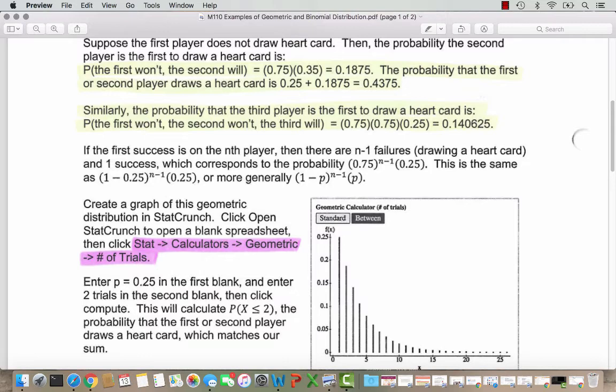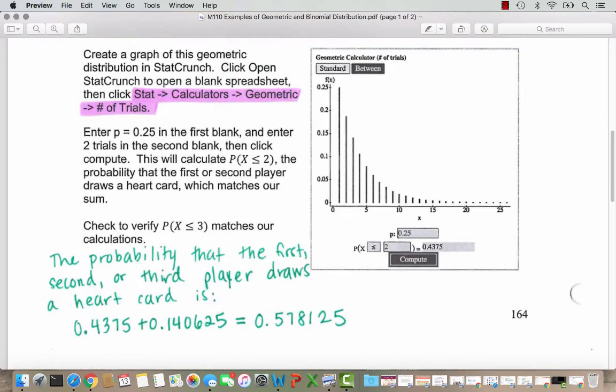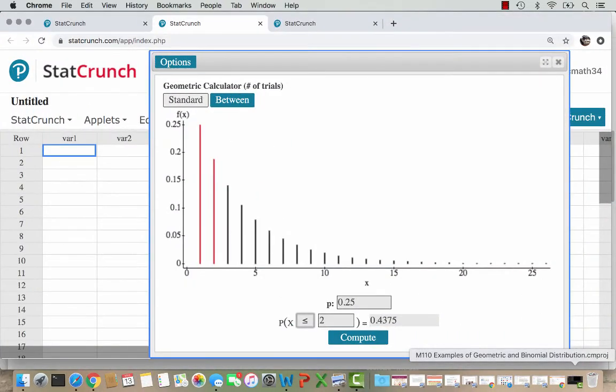So if we want to figure out the probability that the first, second, or third player draws a heart card, we add up 0.4375 plus 0.140625 and get 0.578125, or right around a 57 to 58% chance that one of those first three players draws a heart card. So let's head into StatCrunch to verify that calculation.